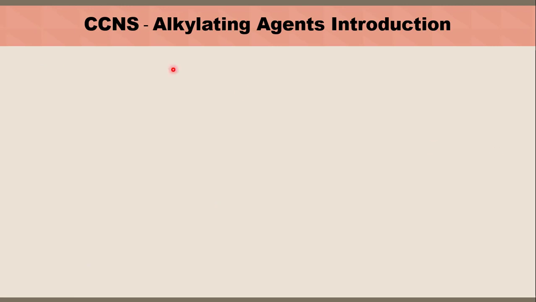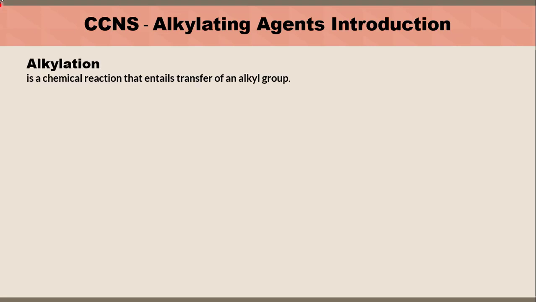In this slide, we're going to learn what the alkylation process is, where it happens, and how it happens. The alkylation process is a chemical reaction that entails the transfer of an alkyl group.